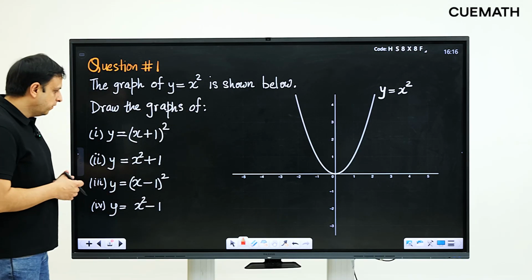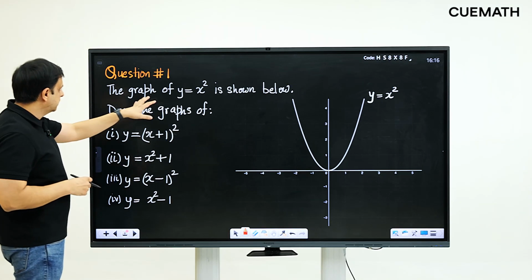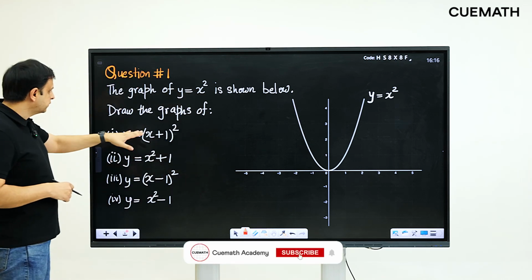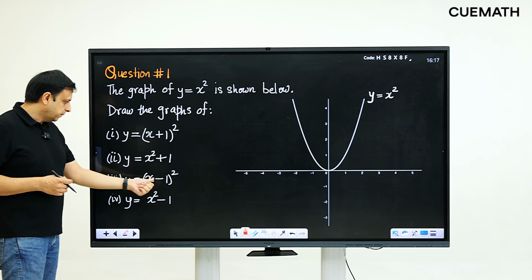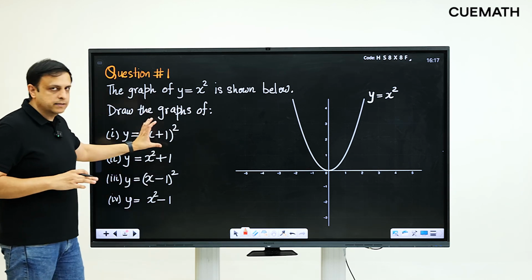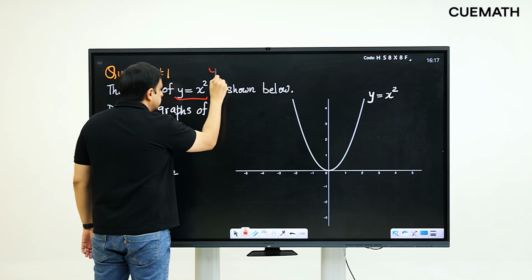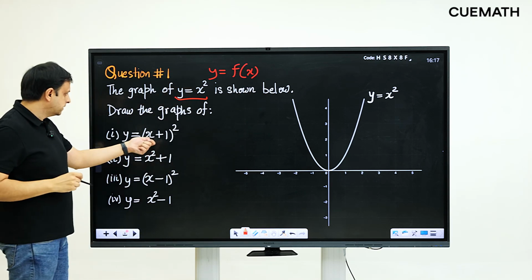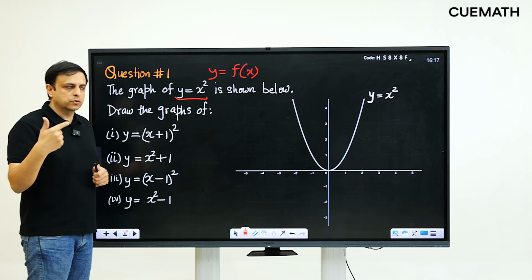Now let's quickly solve a couple of questions using this concept of horizontal shifting. The first one says the graph of y equal to x square is shown below, and we have to draw these four graphs: x plus 1 whole square, x square plus 1, x minus 1 whole square, and x square minus 1. Now, it is very important to recognize the structure of these transformed functions. If your original function is y equal to f of x, then the first one is x plus 1 whole square.